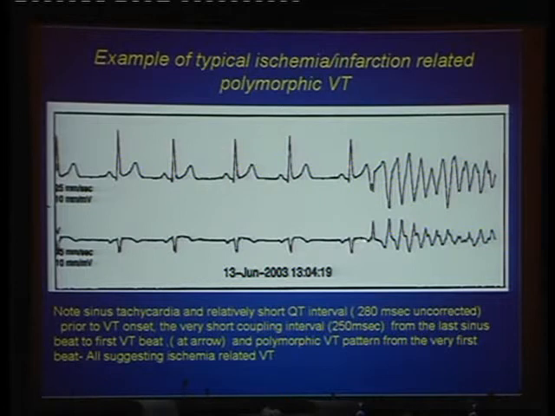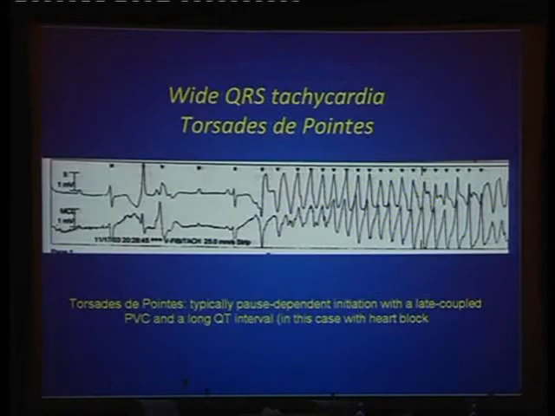This is a short-coupled PVC on a normal QT interval. The previous one is a long QT interval with a late-coupled PVC following a pause-dependent initiation. The difference is the difference between the right treatment and the wrong treatment.